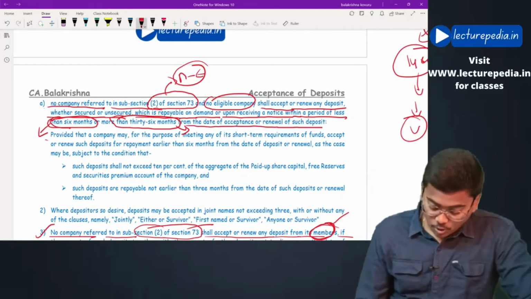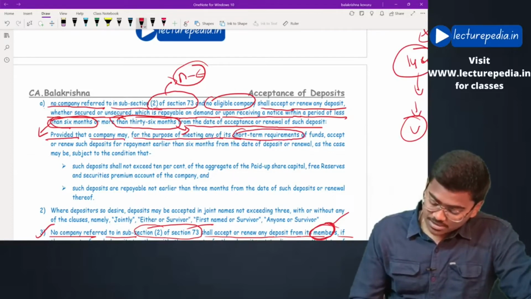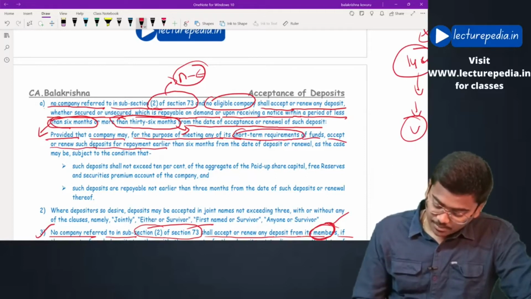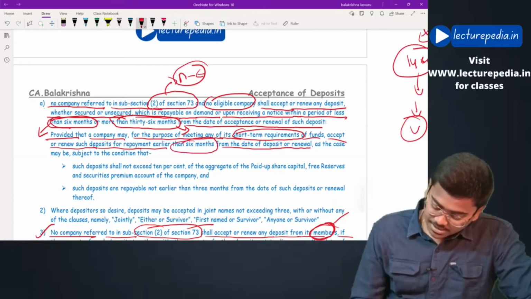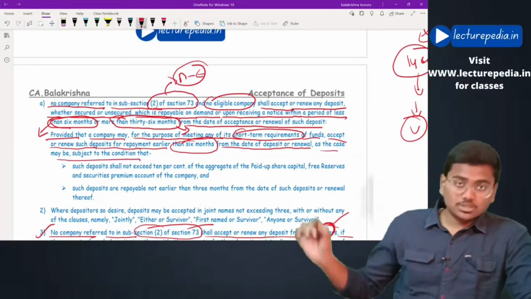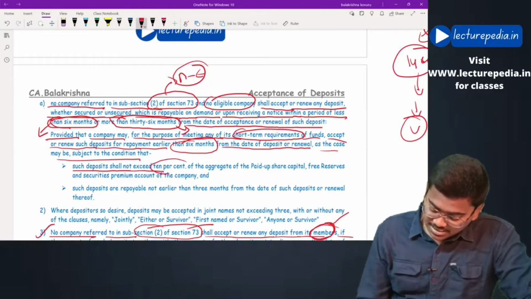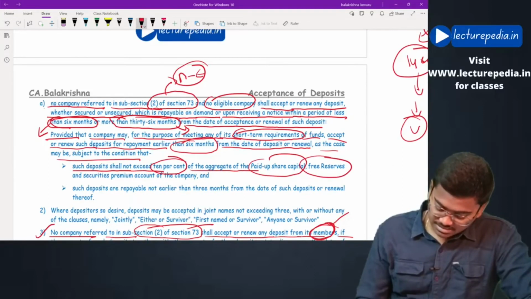Provided that a company may, for the purpose of meeting any of its short-term requirements of funds, accept or renew such deposits for repayment earlier than 6 months from the date of acceptance or renewal, as the case may be, subject to the condition. What are these conditions? Such deposit shall not exceed 10% of the aggregate of paid up share capital, free reserves and securities premium.